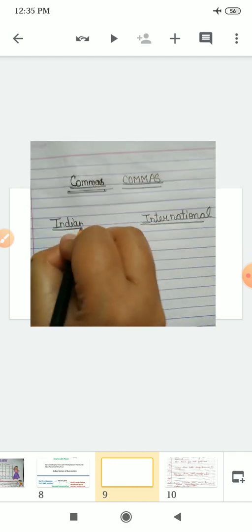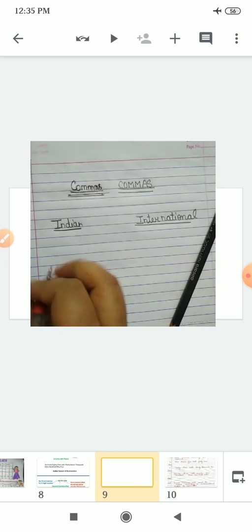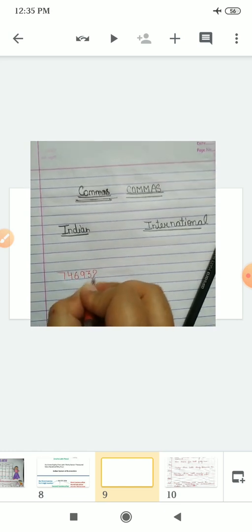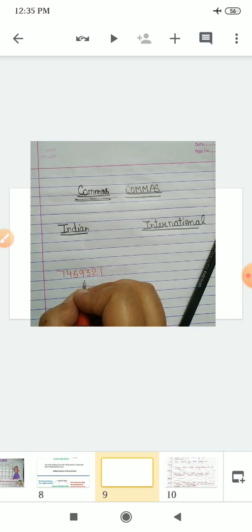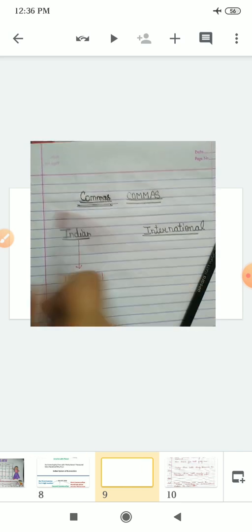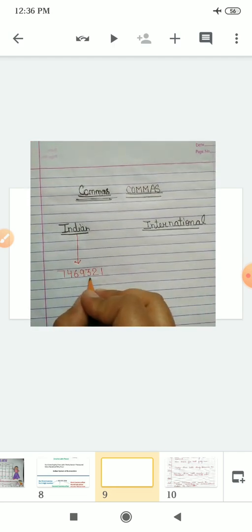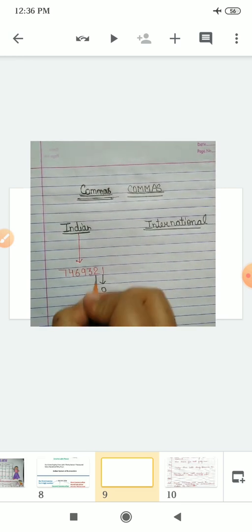See, if any number is given to you here, 7, 4, 6, 9, 3, 2, 1. If suppose this number is given to you, what will you do for the Indian system? For the Indian system, the first comma will come after the hundreds place. This is ones, this is tens, this is hundreds. The first comma will come here.